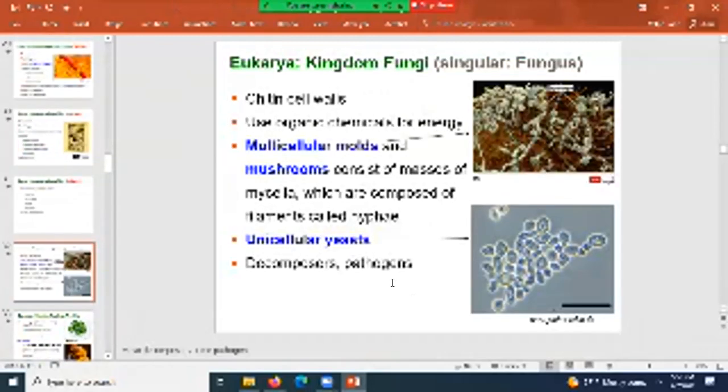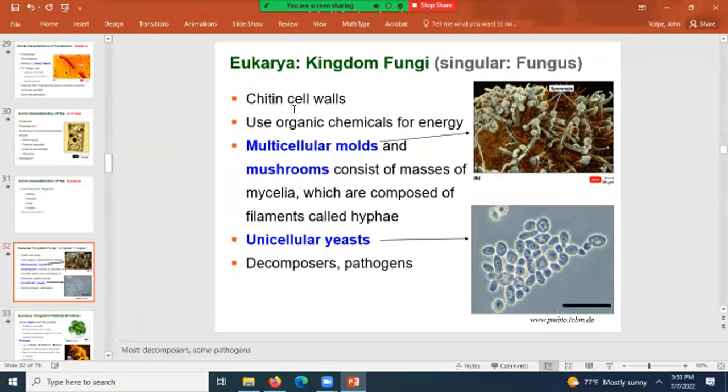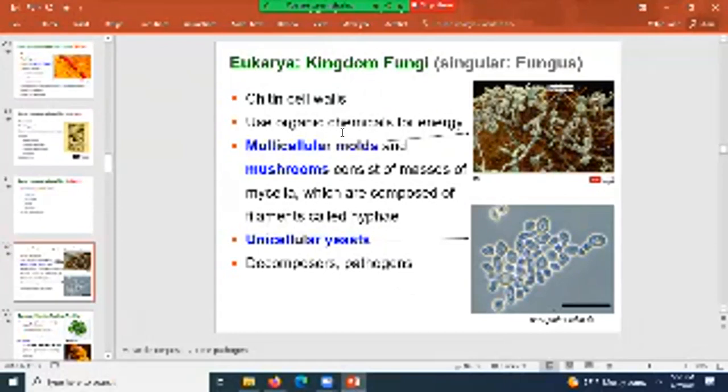Excuse me. Let's talk a little bit about the kingdom fungi. You don't need to know, but their cell walls are largely made of chitin. You don't need to know that, but they do use organic chemicals for their energy. And that's the same with animals. We use for our energy source an organic chemical such as sugar. Here we're looking at a multicellular mold or a mushroom, which is multicellular, consisting of masses of mycelia composed of filaments that we call hyphae. So right there, that would be a hyphae, one cell.